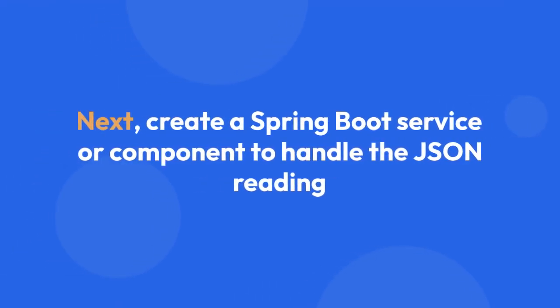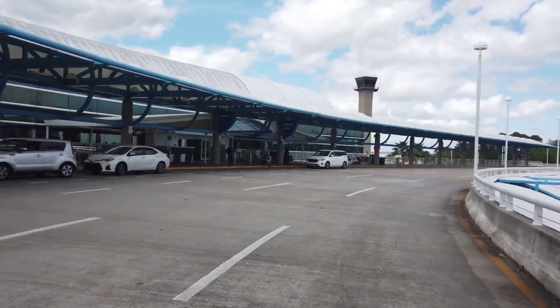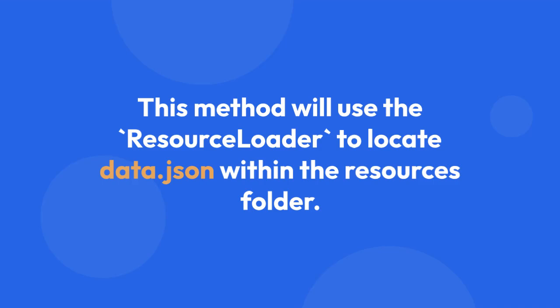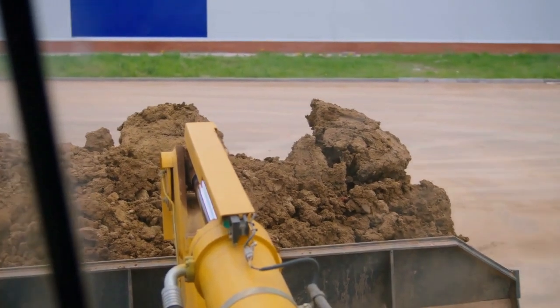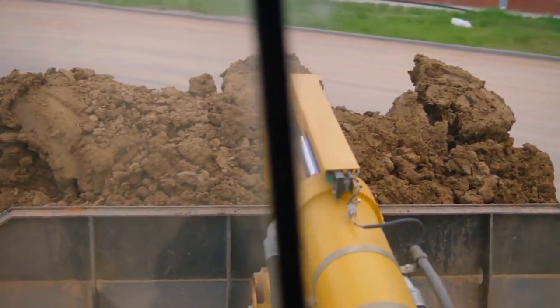1. Next, we'll create a simple Spring Boot service or component to handle the JSON reading. This will keep our code organized and reusable. We'll inject ResourceLoader, which is a Spring component that helps load resources. 2. Inside this service, we'll create a method to read the JSON. This method will use the ResourceLoader to locate data.json within the resources folder. The path to the file will be relative to the resources root, for example, classpath:data.json.